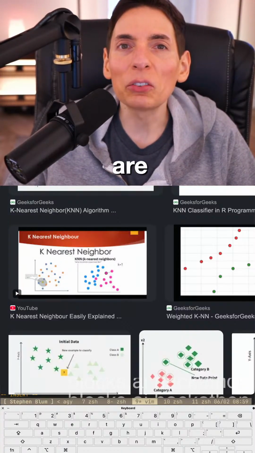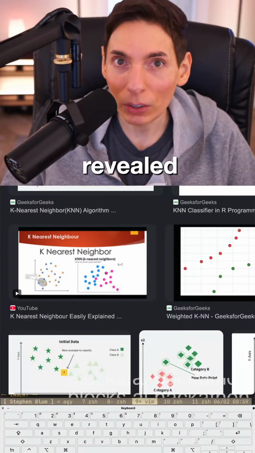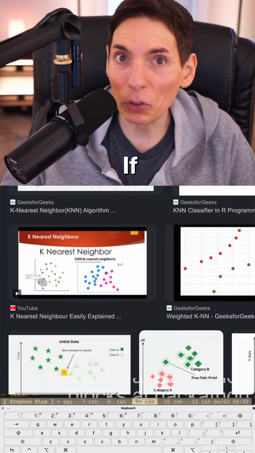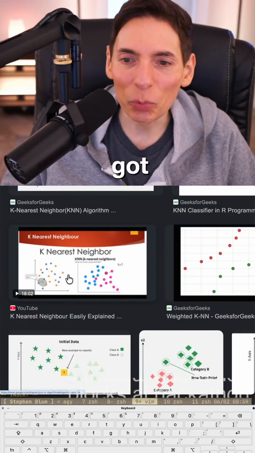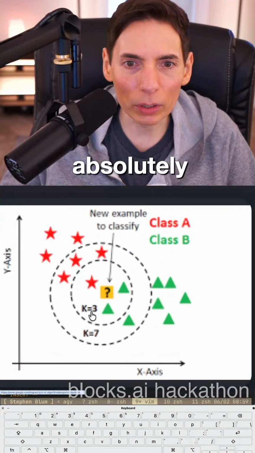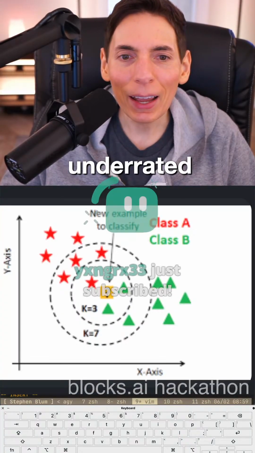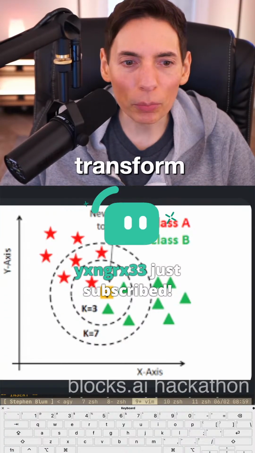There are lots of things that are complex in the world, and they will become revealed to you if you just spend enough time on it. That's right. You've got to spend enough time on it. Your brain will figure it out. Your brain will absolutely figure it out. Time series forecasting is so underrated. Hey, something for your transformers.